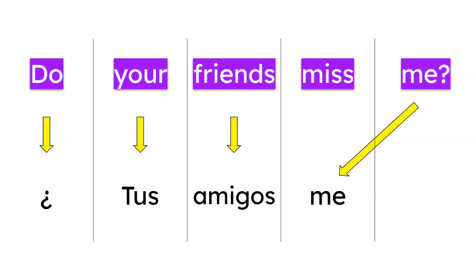So this means tus amigos, that's they, ellos. Ellos, extrañar, so extrañan. Tus amigos me extrañan. That's right, with that intonation. Now do it, but remember to use that intonation at the end. Very good. Tus amigos me extrañan.